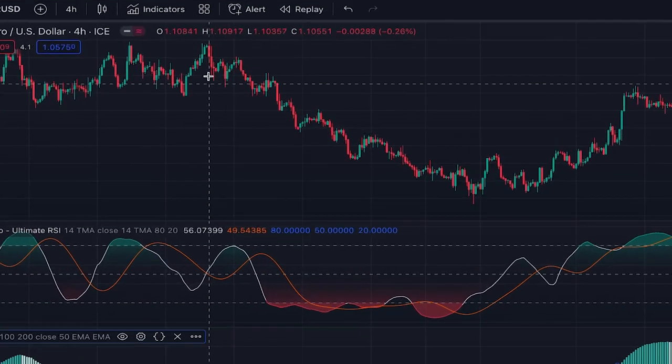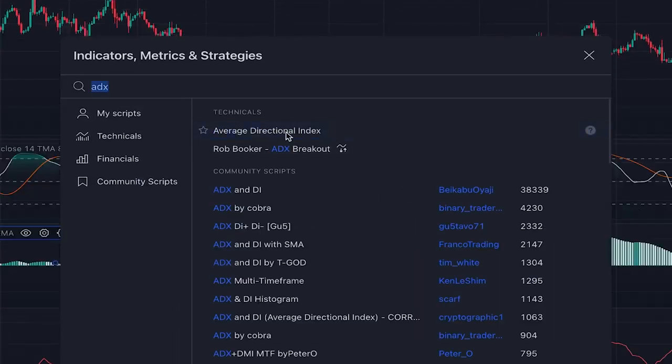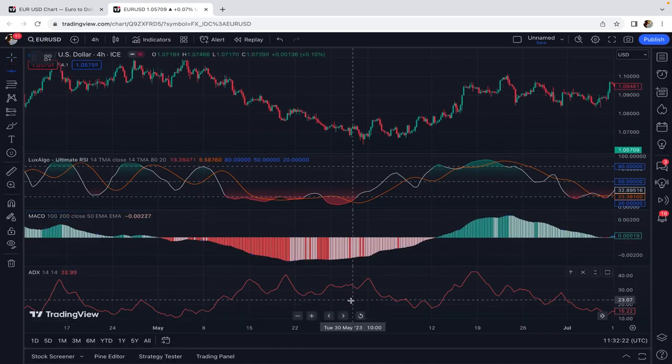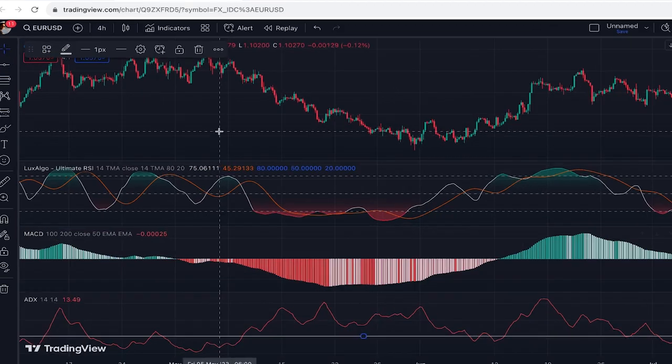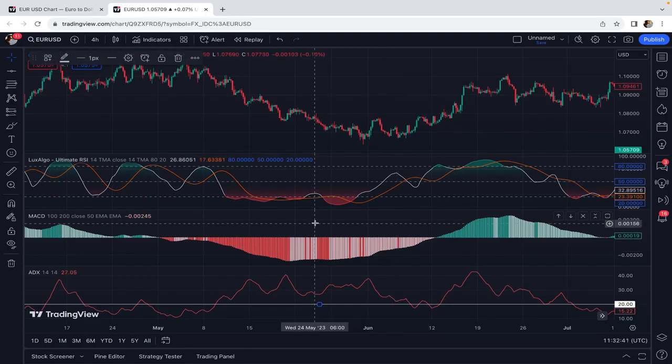And then here in the style tab, we remove the MACD line and signal line because we don't need them. And the next indicator that we want to add is ADX, average directional index. And we will use this indicator with its default settings, and we just need to add a horizontal line here at the 20 level. And in case it's not set at 20, you can go to the line settings, and here in the coordinates tab, you can easily set it at 20. Alright, everything is already set on the chart.